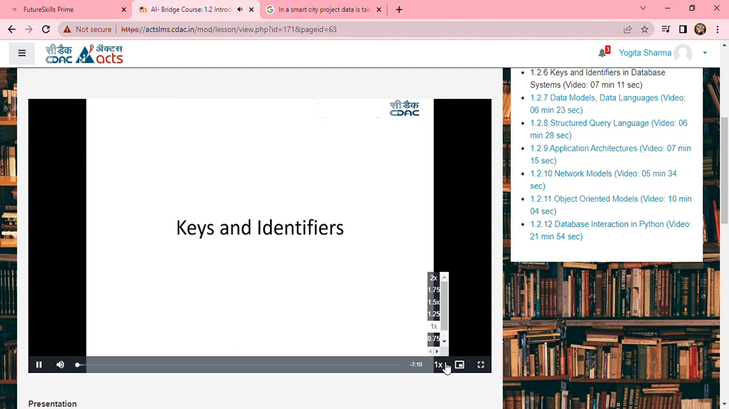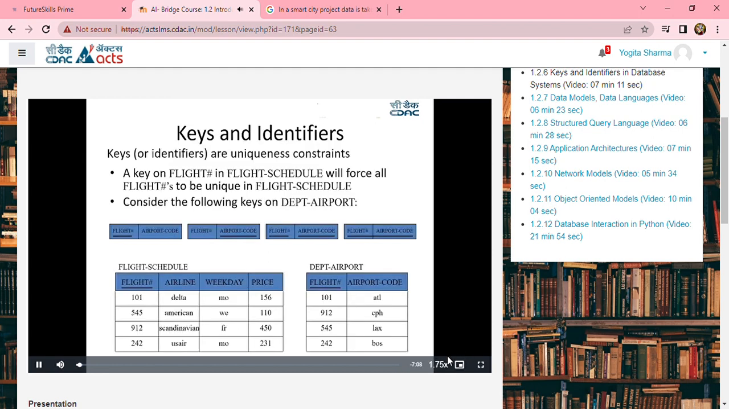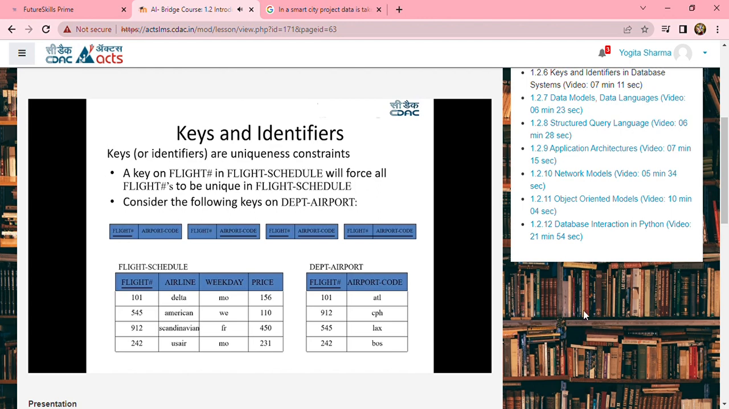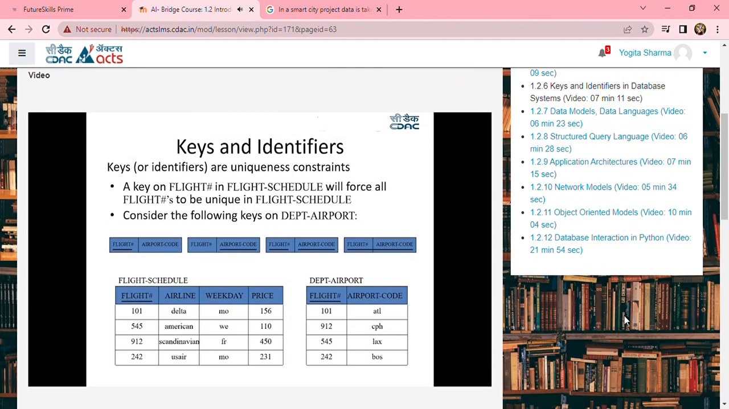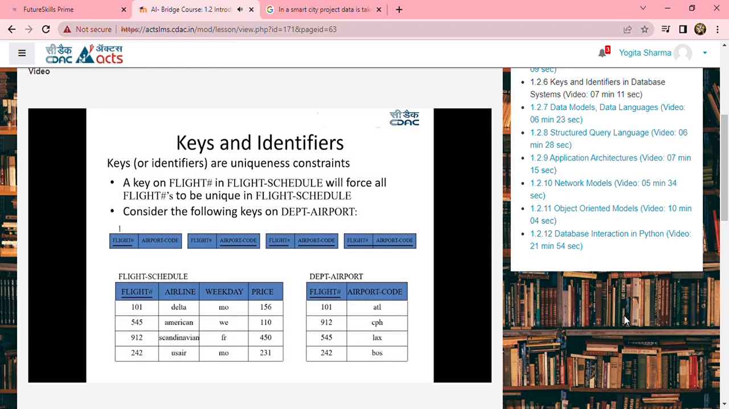Welcome to keys and identifiers. Keys and identifiers are unique constraints. A key is a terminology which is confined to one particular column. So the key on flight number in the flight schedule will force all the flights to be unique in the flight schedule. Whenever I give a key number, that is the key number.